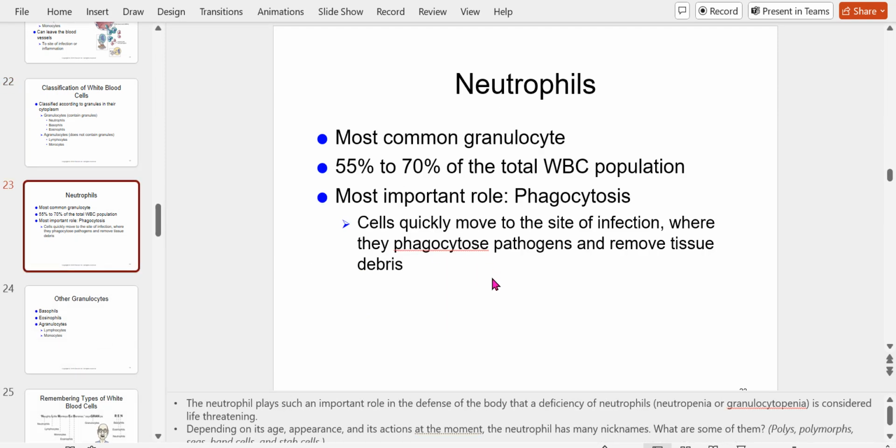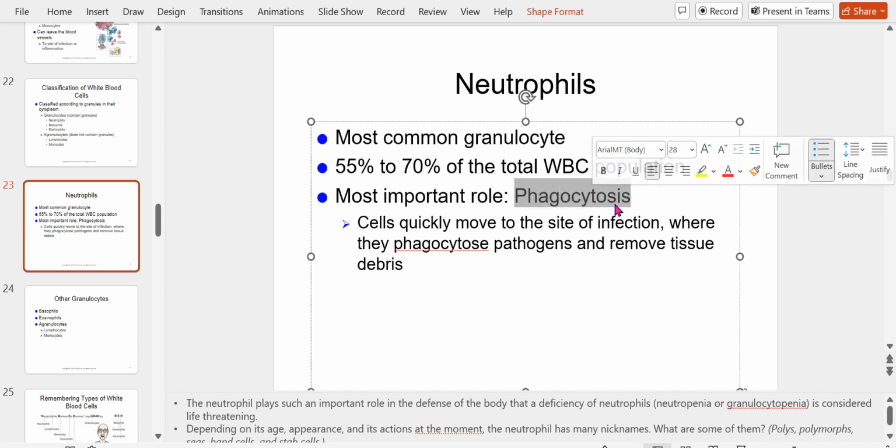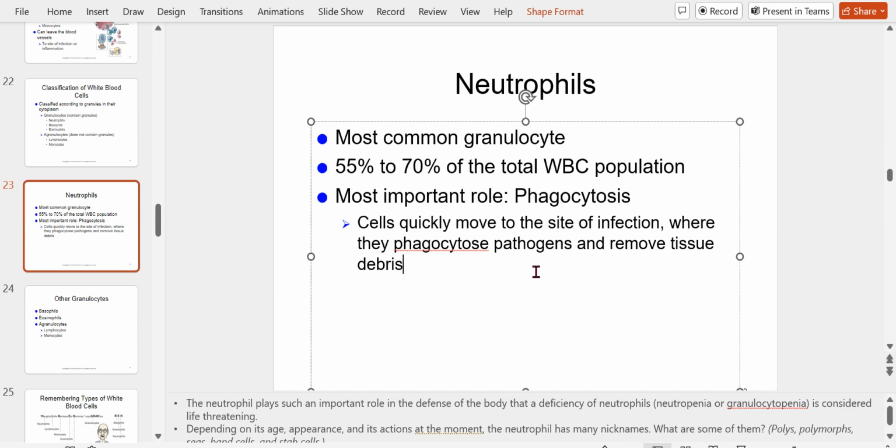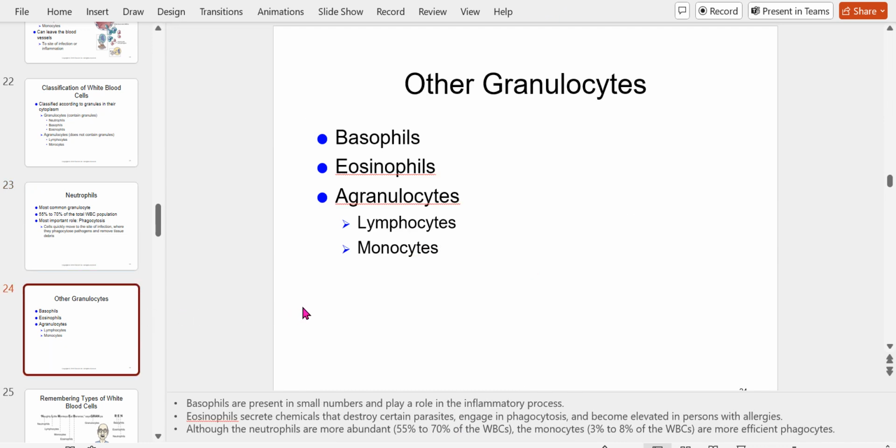Neutrophils are the most common of all the granulocytes, 55 to 70% of the total WBC production. Their most important role is chomp, chomp. The cells quickly move to the site of infection, where they phagocytize the pathogens and remove old tissue and debris. The other granulocytes, as we said, are basophils and eosinophils, and then the agranulocytes. You can see them all right here.